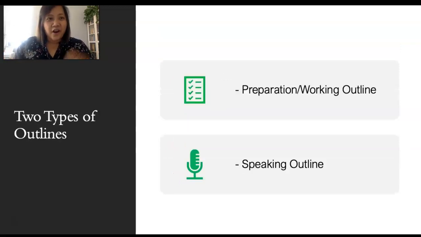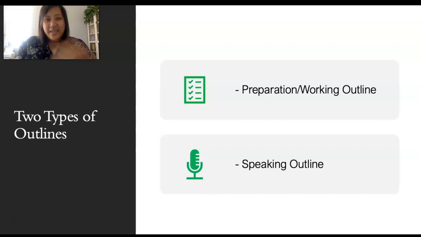Anyway, all right. There are two types of outlines when you're creating an outline for your public speaking class. One is what we call the preparation or working outline. In this preparation or working outline, basically you lay out the script for your speech. So you write everything, sentence by sentence. And in this module, I actually provide a working outline template for informative speech so that you can go to your module and click on it and see what the working outline or the preparation outline for informative speech looks like.